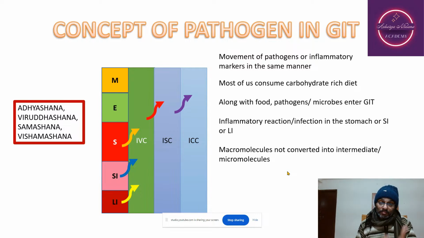From there, infection will be predominant in the stomach, because we are consuming carbohydrate on most occasions, and when there is carbohydrate, the microorganisms proliferate rapidly in that substance. When carbohydrate is present, these microbes proliferate very rapidly, right? So this is about the pathogen there.